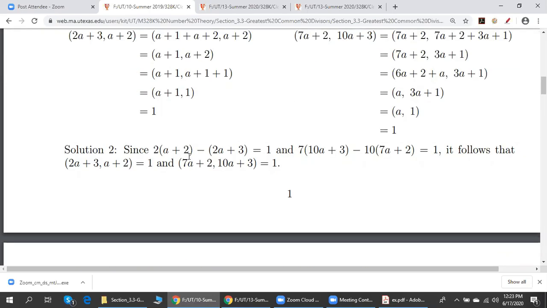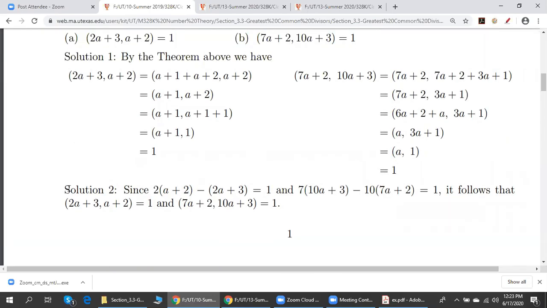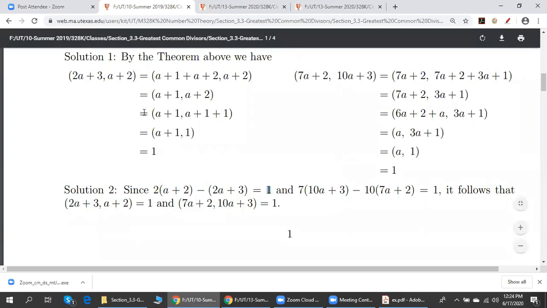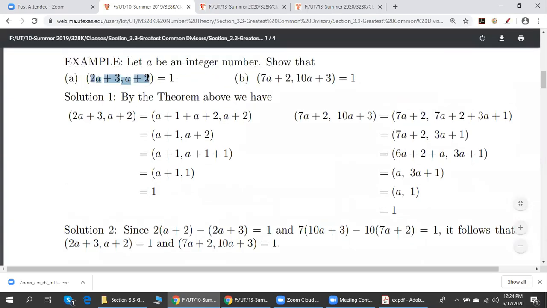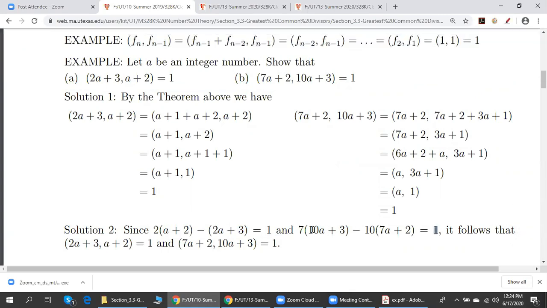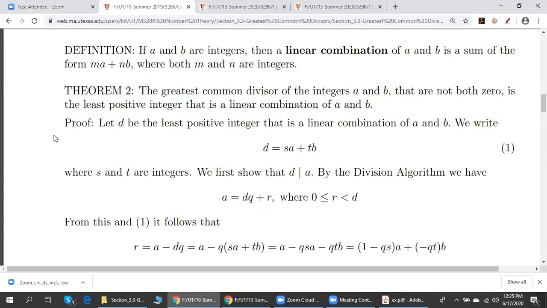Well, this is one of the reasons why over here I provide solution 2. Note that 1, which is the greatest common divisor of these two numbers, is indeed a linear combination of A plus 2 and 2A plus 3. Same is here. 1 is a linear combination of these two numbers. Now proof.